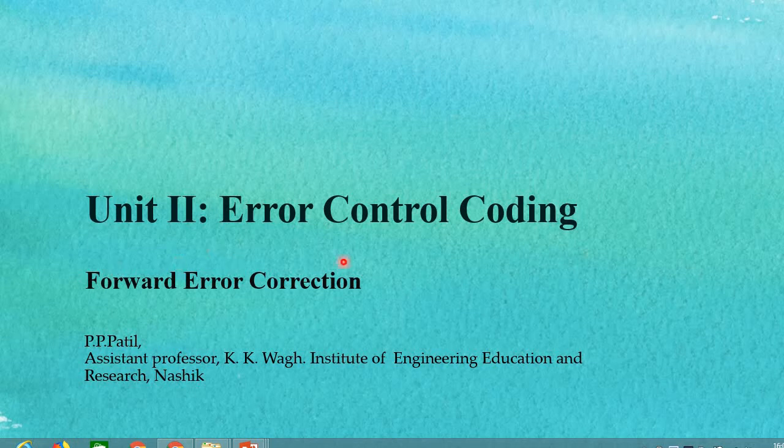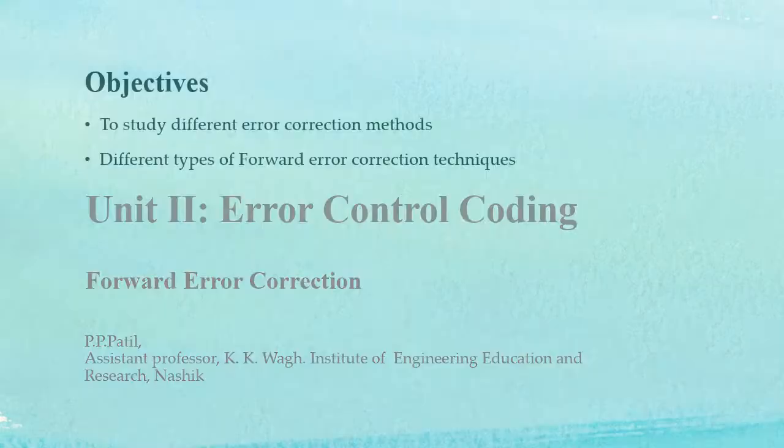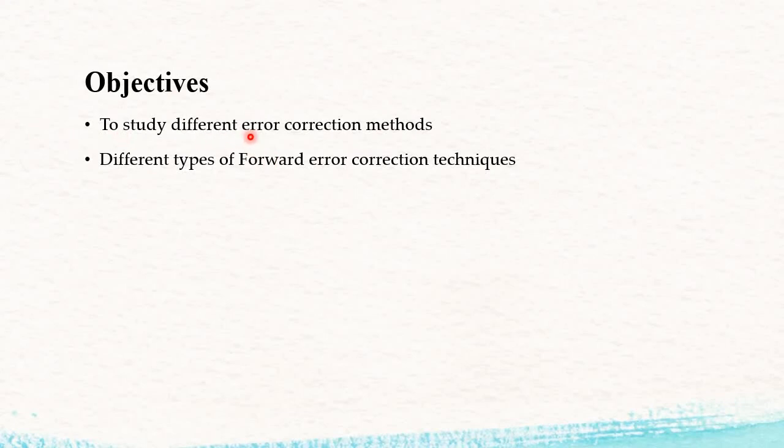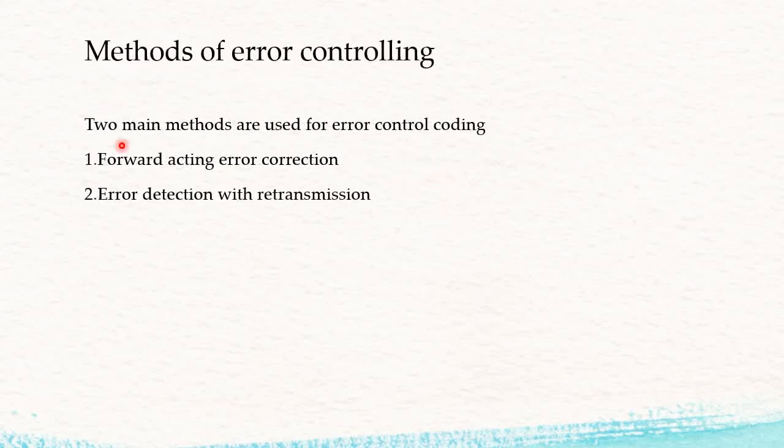In today's lecture we are going to discuss the forward error correction techniques. Objectives: to study different error correction methods, and different types of forward error correction techniques like ARQ. So, methods of error controlling. In communication techniques we have two types of error controlling technique. First one is forward error correction and second one is error detection with retransmission.